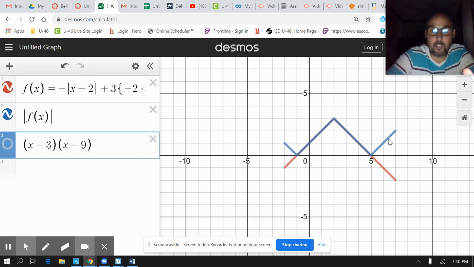That's ideally what you should have in your head. And then when does this blue graph equal 1? It equals 1 right here when x is -2, here when x is 0, here when x is 4, and here when x is 6.